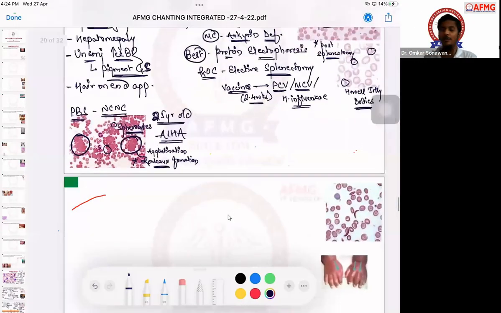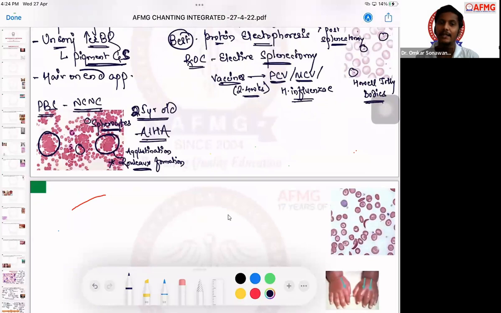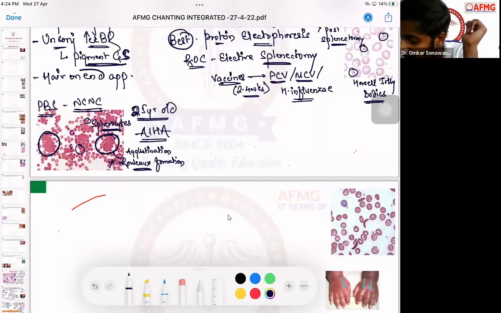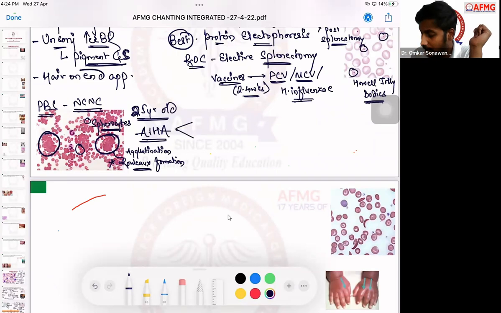Now, autoimmune hemolytic anemia, by the name it is evident that some autoantibodies are formed which will destroy or damage the RBCs, and that is causing the anemia in this patient, right? So autoantibodies would be formed. These autoantibodies can be either warm antibodies or cold antibodies.